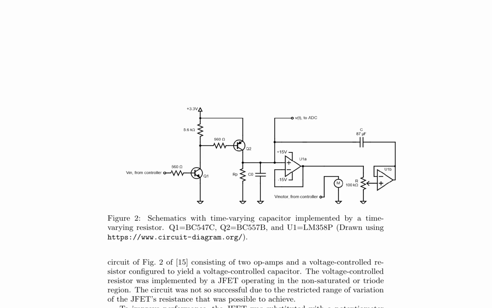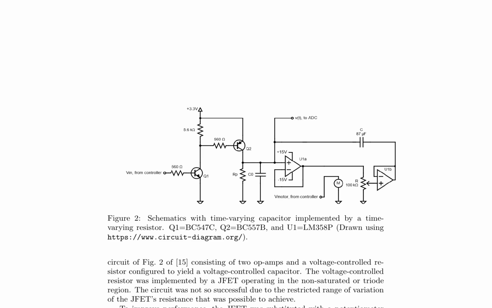The authors propose an improved implementation of a time-varying capacitor using a voltage-controlled resistor, which is realized by a potentiometer mechanically coupled to a stepper motor. The stepper motor is controlled by a microcontroller programmed in the Arduino environment. This setup allows for a precise time-varying resistor to be realized, although it is slower than a JFET-based implementation due to the physically moving parts.